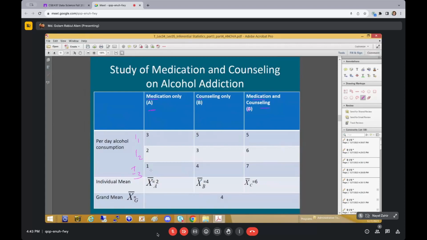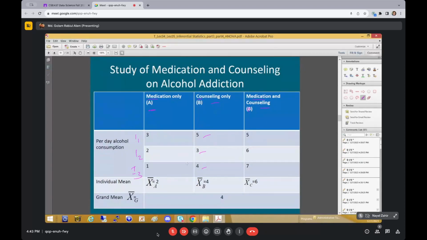But counseling only, when we just do the counseling only without medication, the per day alcohol consumption for individual 1 is 5, for individual 2 it is 3, and for individual 3 it is 4 for counseling only. And if we do both medication and counseling, individual 1 consumes 5 times, individual 2 consumes 6 times, individual 3 consumes 7 times, like this way.